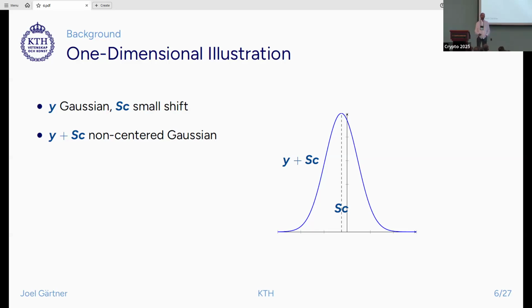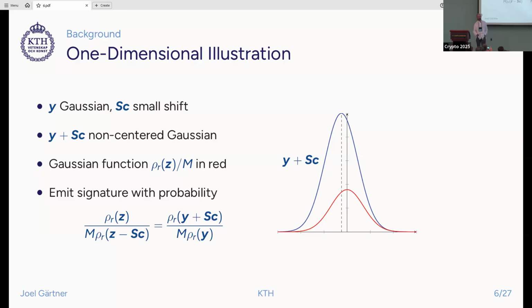To ensure that signatures do not depend on secret information, we rejection sample from a centered Gaussian distribution, illustrated here in red. To do this, we simply emit a constructed Z vector with a probability that is proportional to the quotient between the desired output probability and the actual probability of constructing this Z vector. This is given by this quotient here, where we also include a rejection parameter M in order to ensure that this quotient is essentially always upper bounded by 1, so that we can use it as a probability. And this corresponds to the red curve fitting under the blue curve.